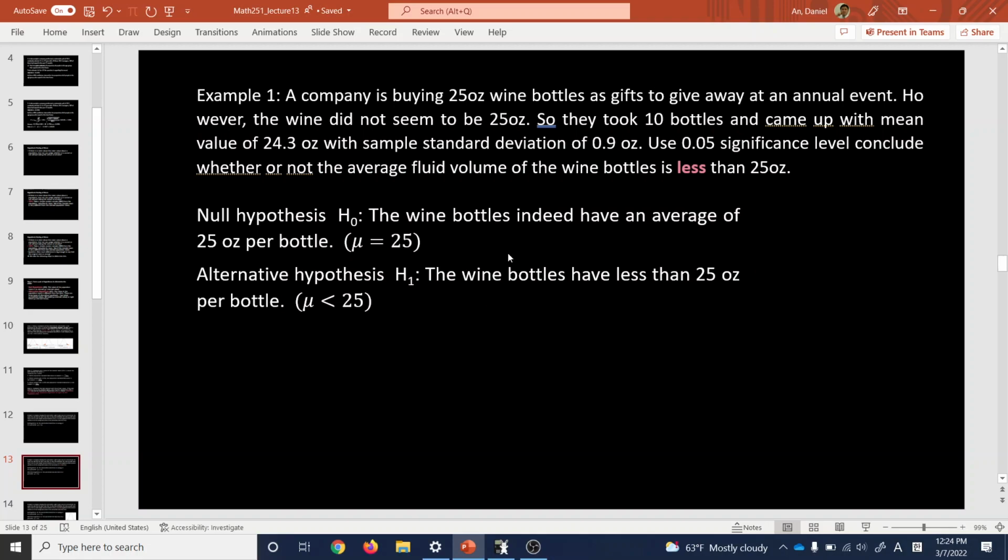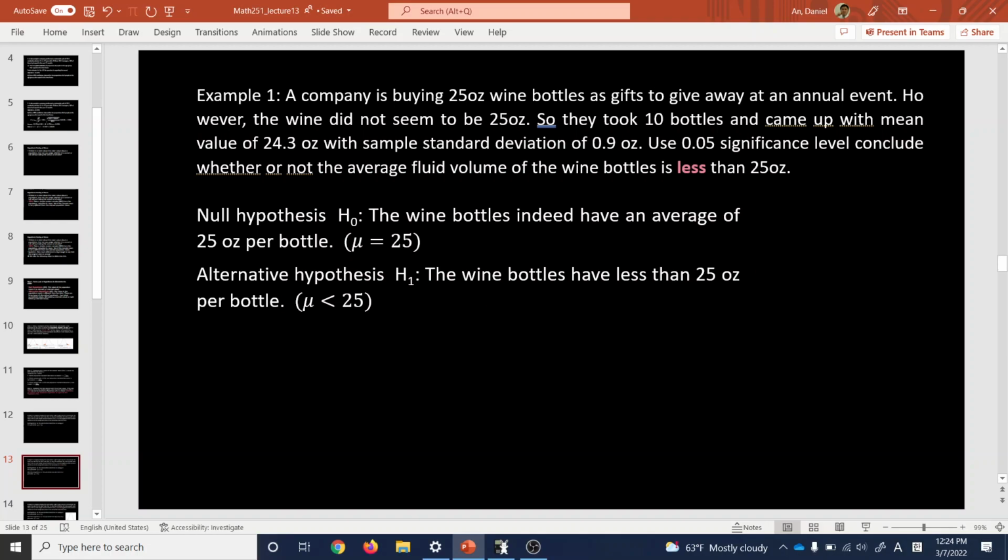Here, the important word is that you want to test if it's less. You're suspicious if it's less. You don't care if it's over. That's not going to be a big problem. You're getting more for the same amount of money, so you don't care. So that's why your alternative hypothesis should be mu less than 25.